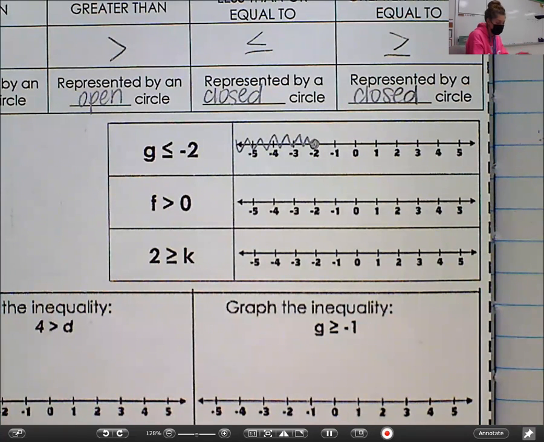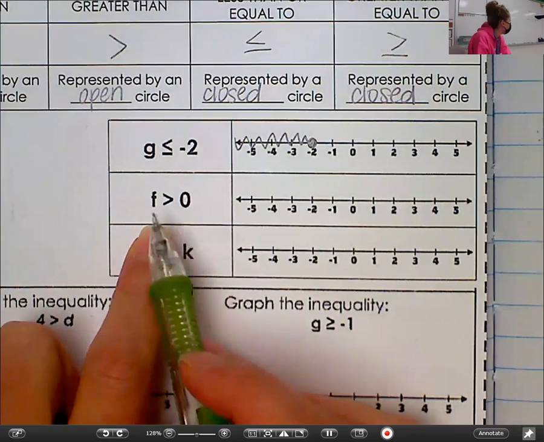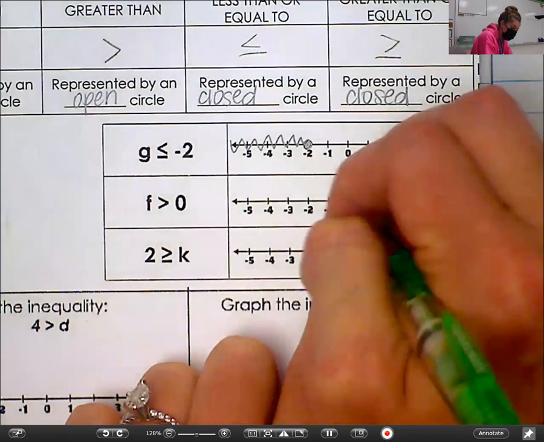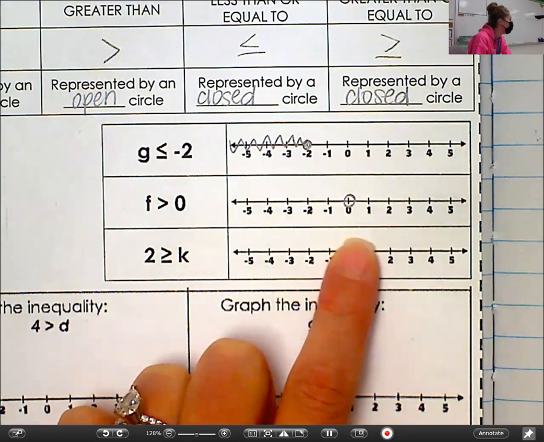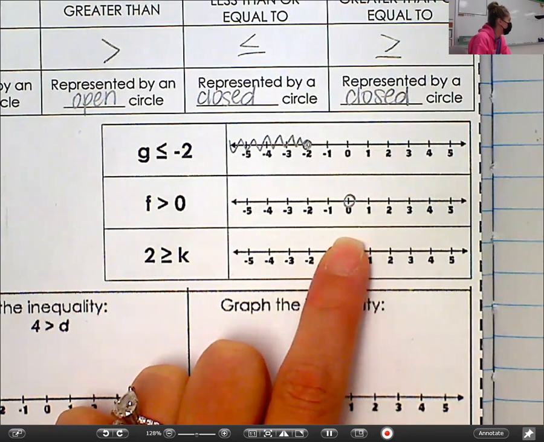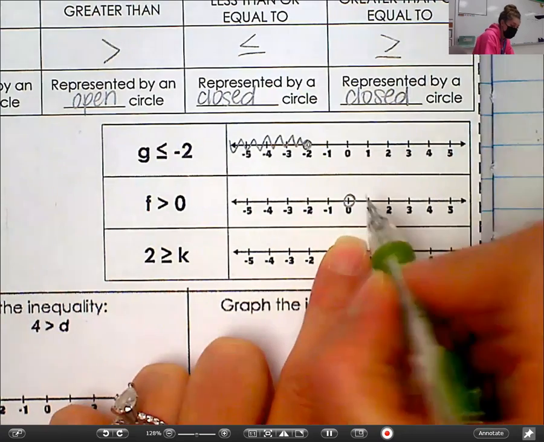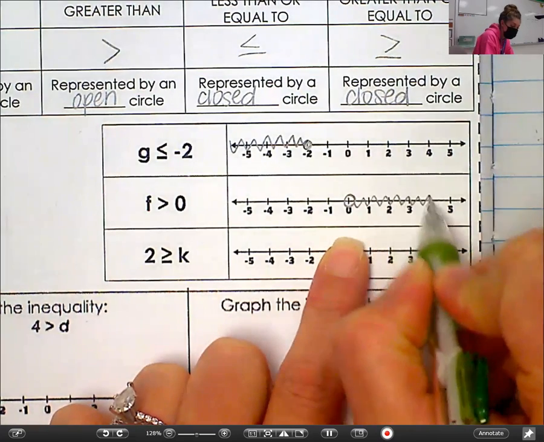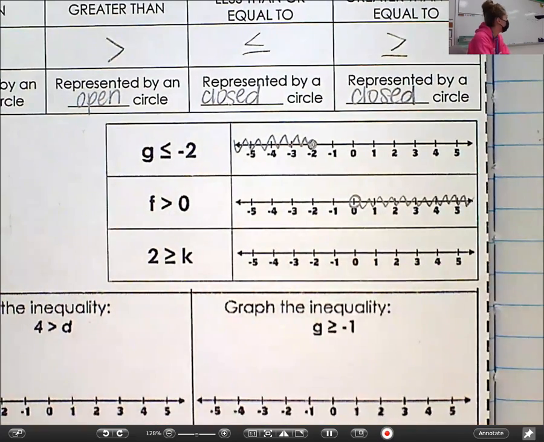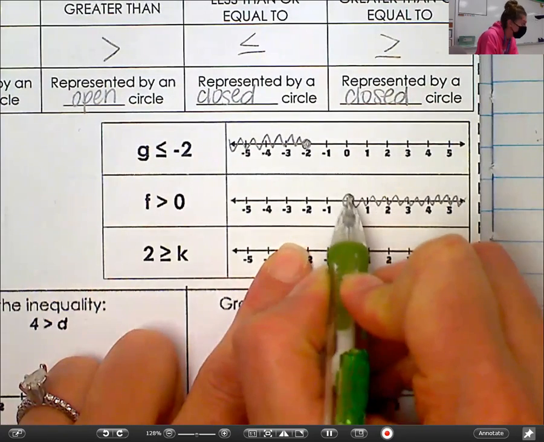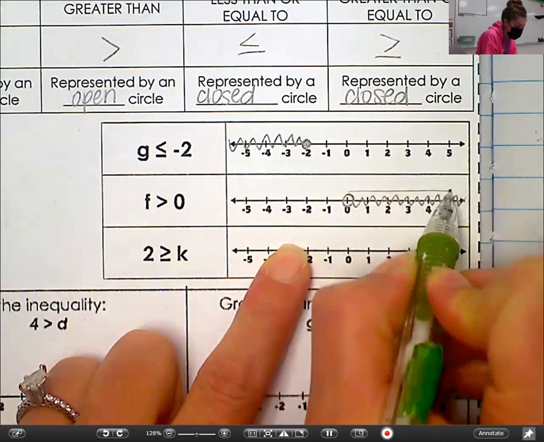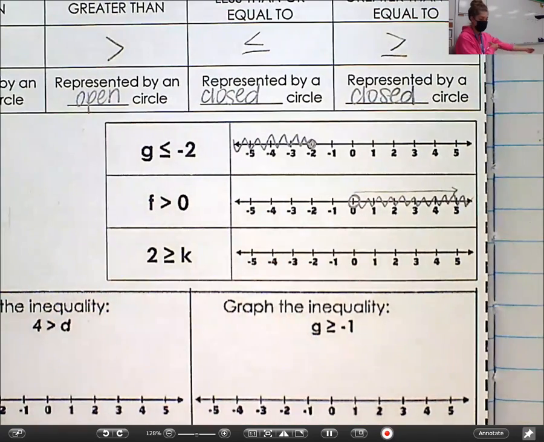Okay. All right, so f is greater than 0. So I'm going to go to 0 and put an open circle. It does not include 0. It's greater than. We're going to squiggle the greater than side. Some people do it like this: you have the open circle and then you go like that. Right? Sure.